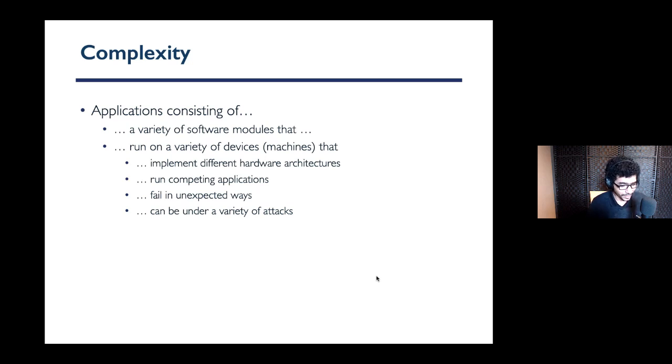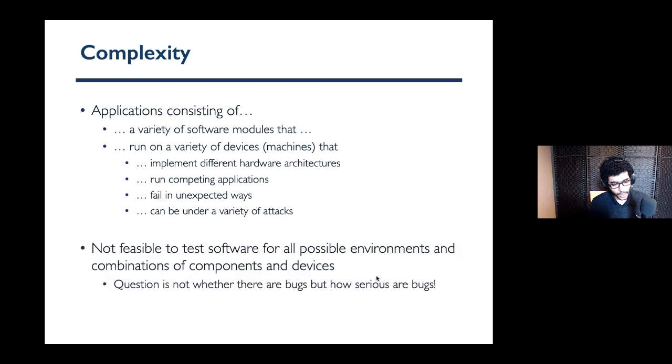And they actually fail in unexpected ways. And they could be attacked. And there are malicious people out there. So it's usually not feasible to test your software exhaustively, although there has been a lot of work to make it easy to test and mathematically prove that your software works perfectly. But usually that's not the case. Usually we're not able to test our software on all possible environments, on all possible hardware that could run it.